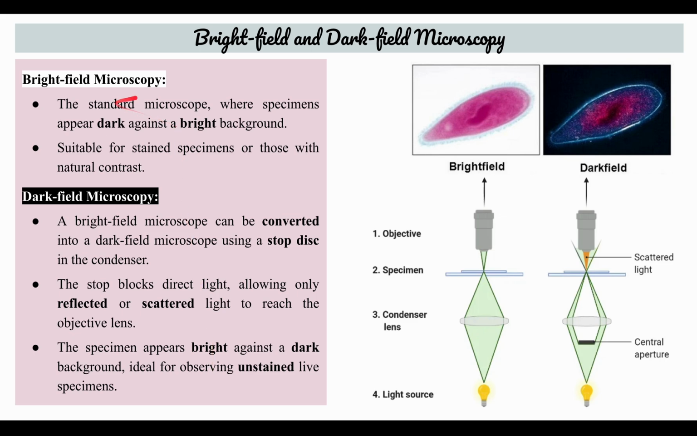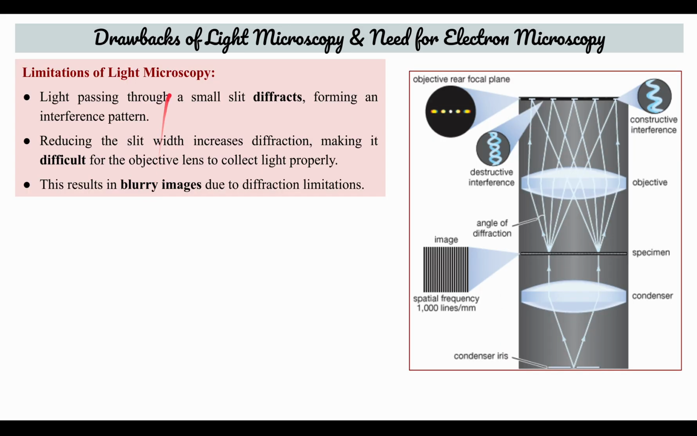Because in bright field, when we use staining, staining can also damage our cells. So in that case, we cannot go for bright field. In such scenarios, when we have live specimens, we can go for dark field microscopy. But there are a few drawbacks of this light microscopy, so that's why we have moved to electron microscopy. Now let's see what those limitations are.